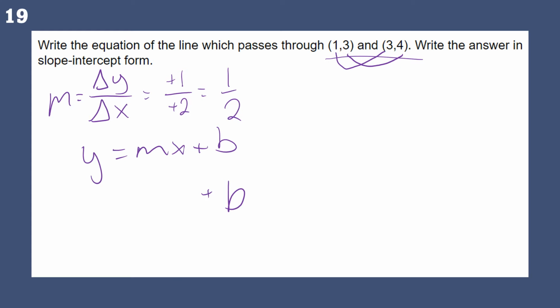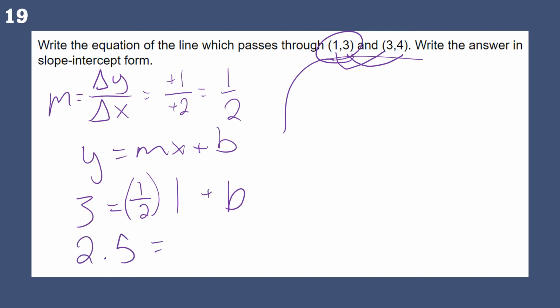But everything else, I'm going to use one of my two points. I could have used 3, 4, but I'm going to use 1, 3. Why not? So the y I'm going to use is the 3. The slope I have is 1/2, and the x I have is 1. Now I'm just going to solve that to find b. If I multiply 1/2 by 1 and then subtract from both sides, I get 2.5 equals b. Now I'm going to rewrite my equation as y equals 1/2 x plus 2.5, not 2/5. I gotta watch myself here.